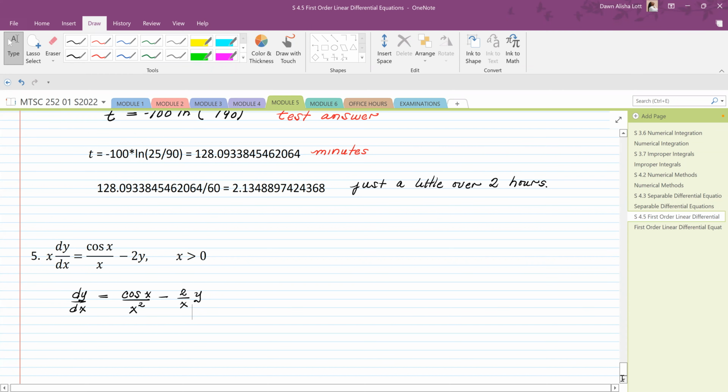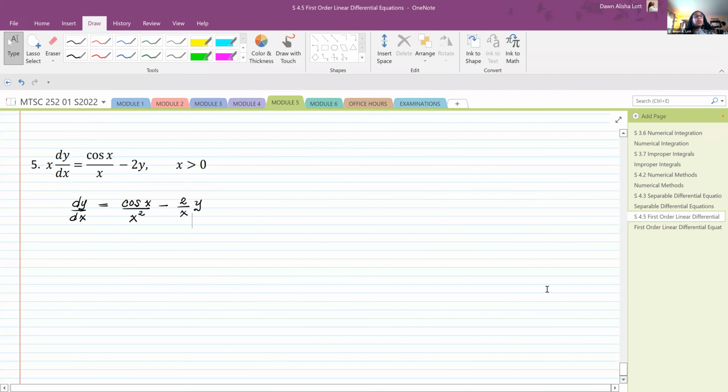You have to subtract the 2 over x times y, or 2y over x. Okay, yeah, we want to add that to the other side. You are right. So 2 over x times y is equal to cosine of x over x squared. Okay, good. Now we can figure out what P of x and Q of x are.